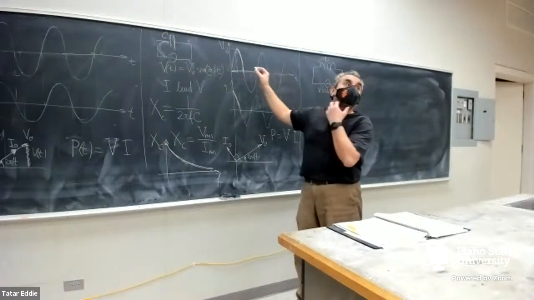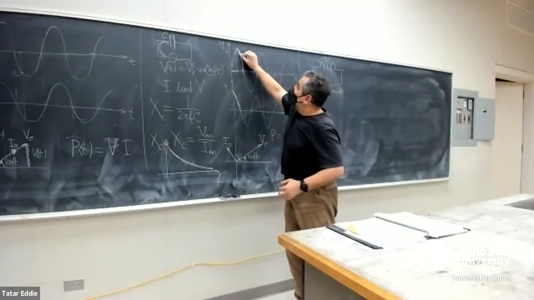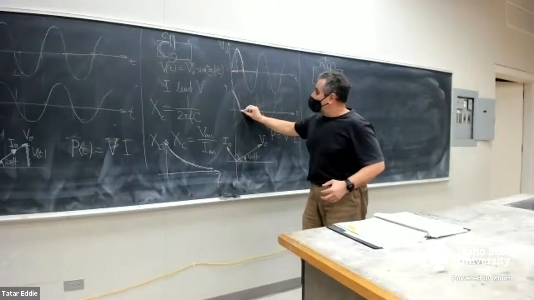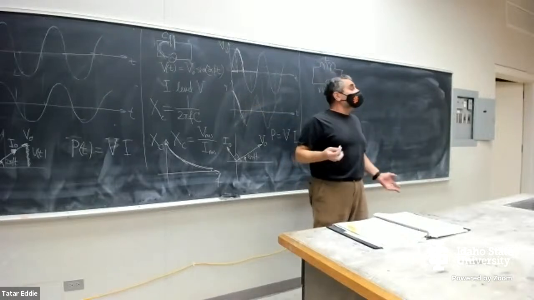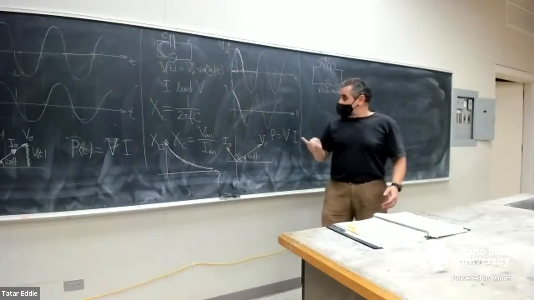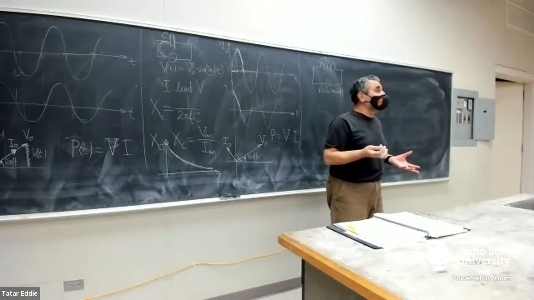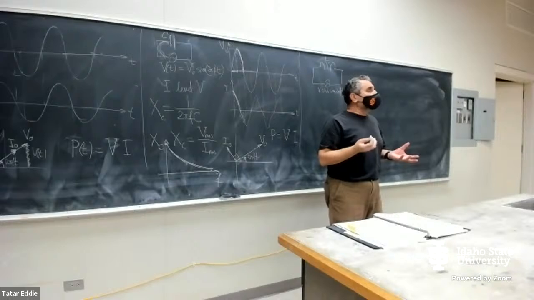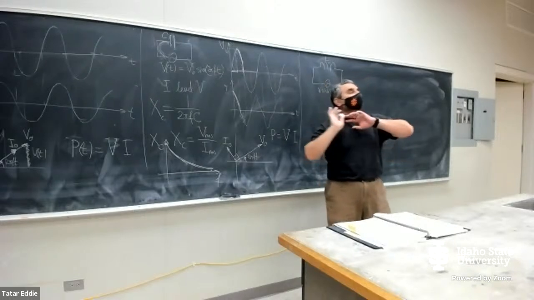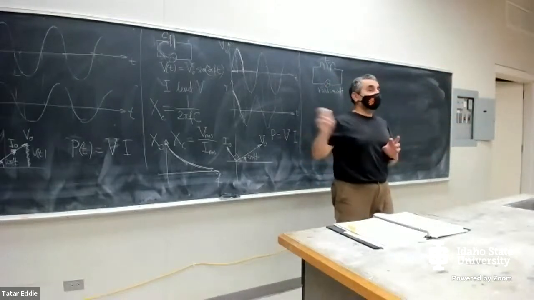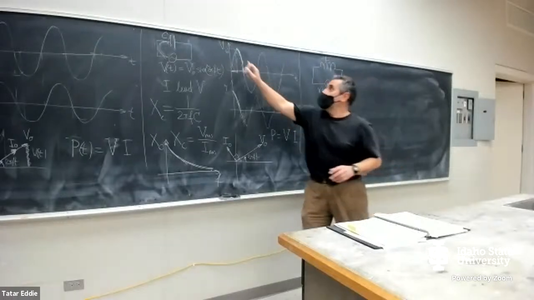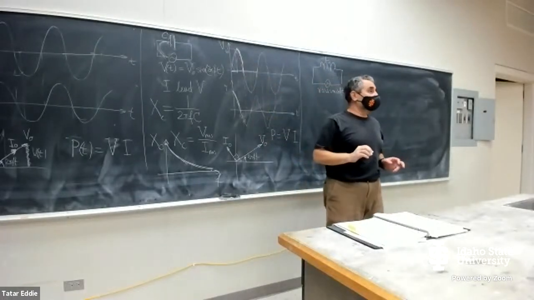However, in the next quarter of a cycle, voltage is still positive. However, the current is negative. So positive times negative is going to give you a negative power consumed by the capacitor. In other words, the capacitor returns the energy back to Idaho Power in that quarter of a cycle.